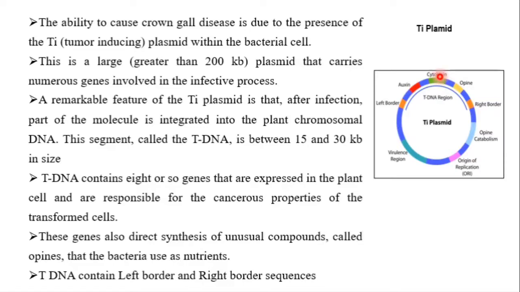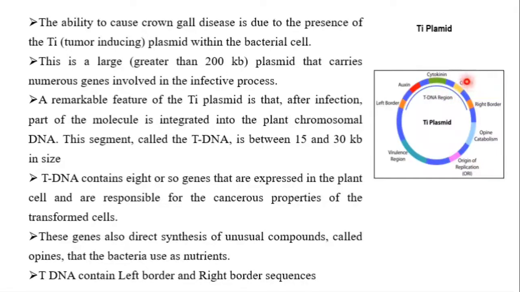Okay, auxin, cytokinin. When this T-DNA region enters the host chromosome, the plant cell's auxin and cytokinin production will increase. We know that auxin and cytokinin help with cell proliferation; these are growth hormones. When the production of auxin and cytokinin increases, the plant cell undergoes cancerous proliferation.